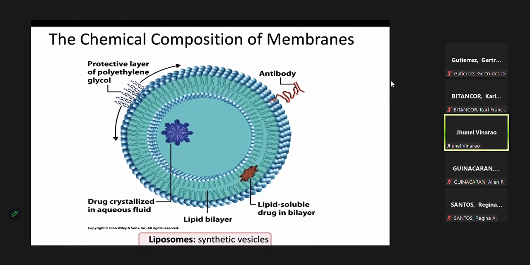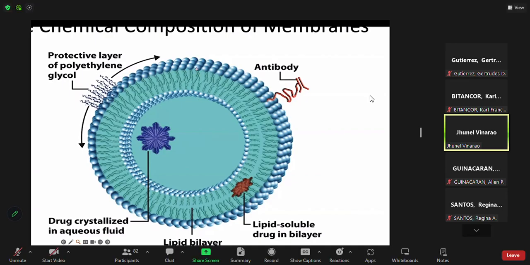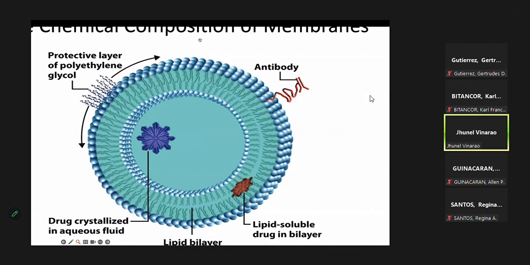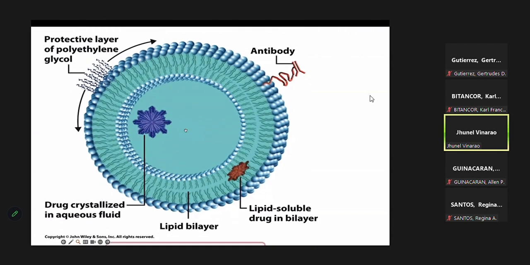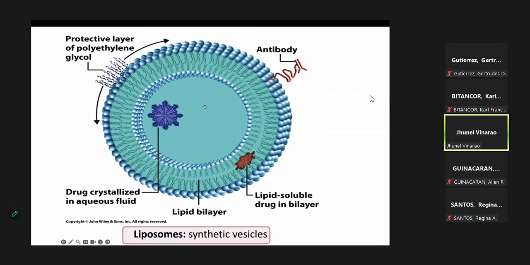Okay. So this is a liposome. Kapag meron tayong mixture ng individual lipids, kapag meron tayong mixture ng phospholipids, kapag nilagay natin siya and in-incubate siya sa water solvent, spontaneously magkakaroon ng ganitong structure, no? For some, they call it micelles, okay? Pero this is a synthetic vesicle.